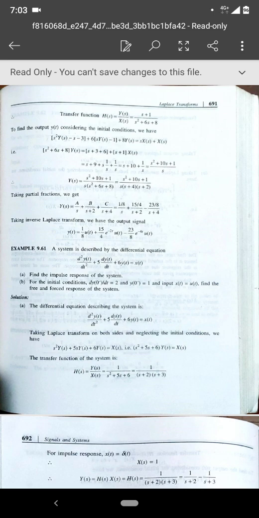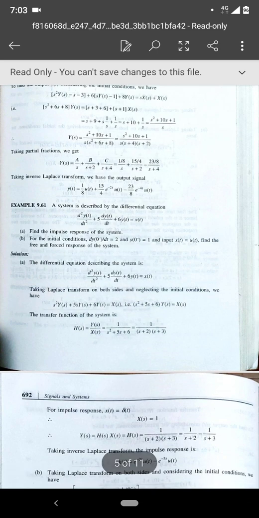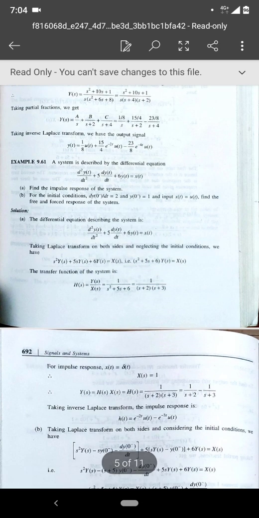What is H of s? H of s is nothing but the transfer function. So Y of s by X of s is nothing but H of s. H of s is called the Laplace transform. When you take the inverse Laplace transform of H of s, you'll get h of t, which is nothing but the impulse response. So whenever you're asked to find the transfer function as well as the impulse response, initial conditions should be made 0 or neglected. That is the point you have to keep in mind.